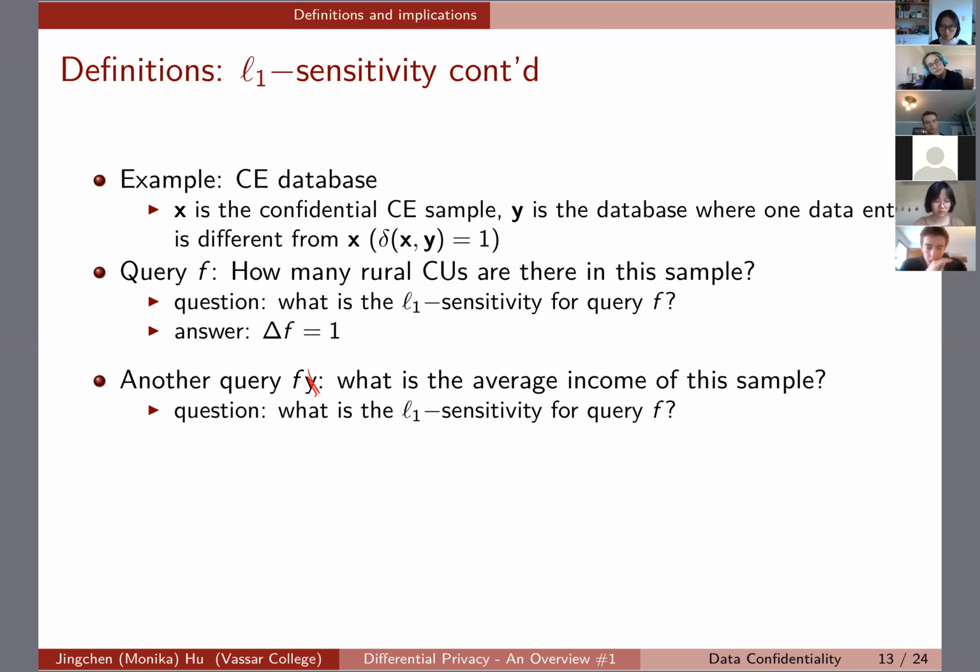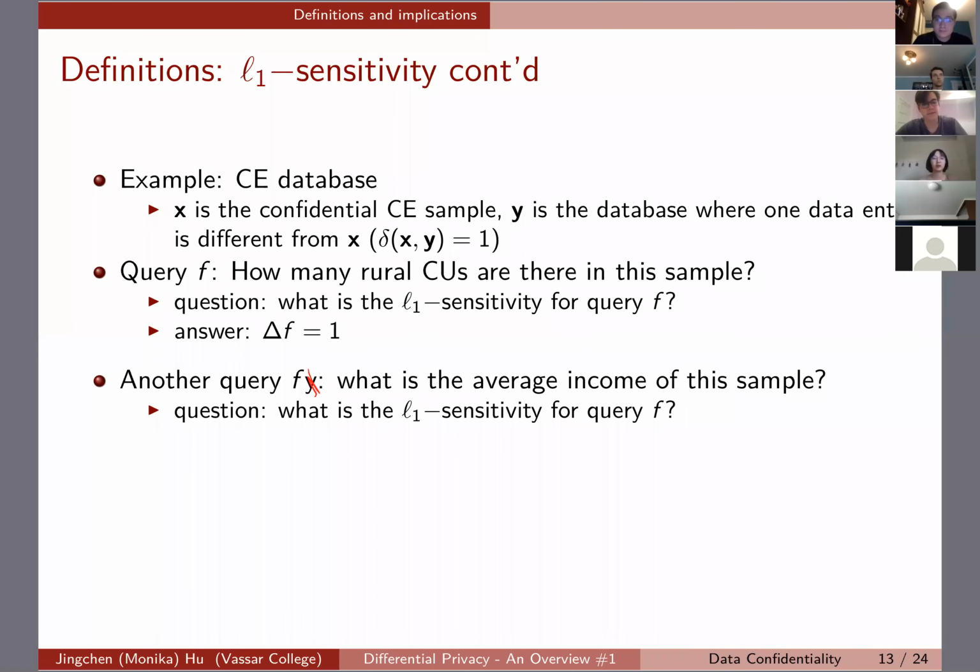Think about what will be the maximum change of the income if I have one record different from X. So that will be the second question. Hey, anyone, what will be the L1 sensitivity for an average query here? Think about the maximum possible change to F if one record is different between the two databases. Anyone?